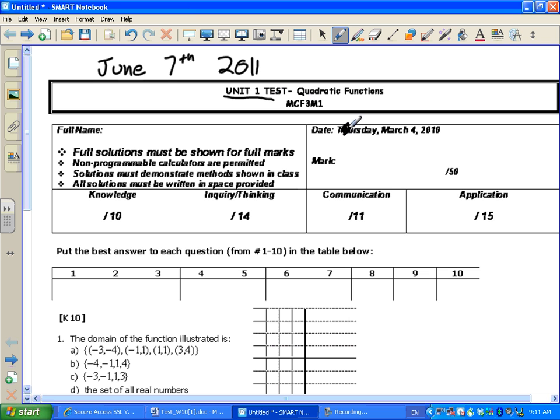Don't worry about the state. Sometimes I forgot to take those off. Okay? We're going to be taking up the answers to this.